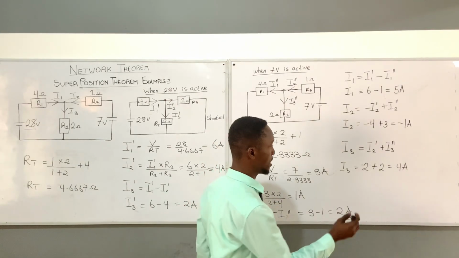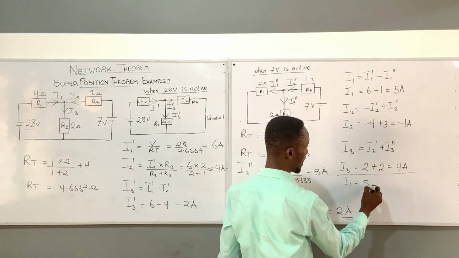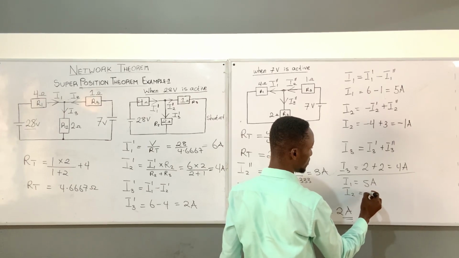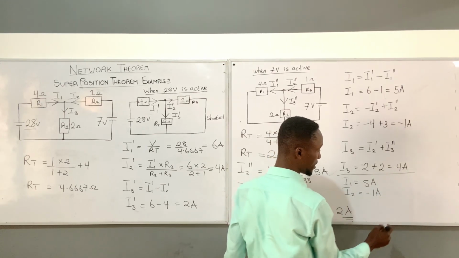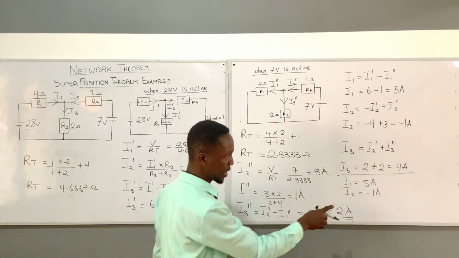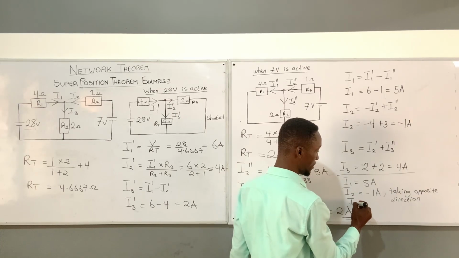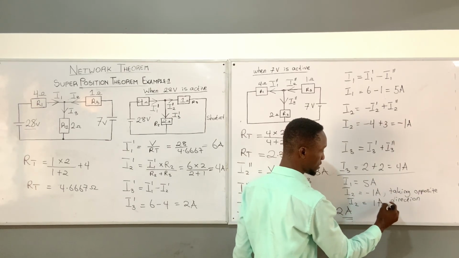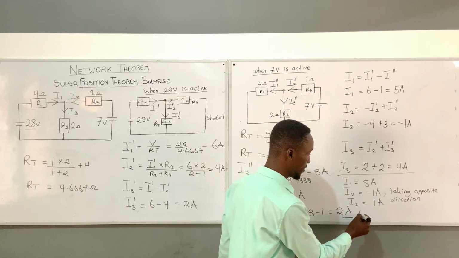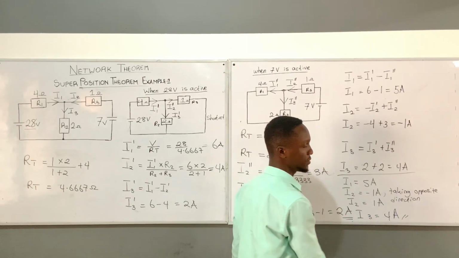Okay, so finalizing our answer, we have our I1 giving us 5 amps. We have our I2 giving us negative 1 amp, which is supposed to be 1 amp if we take the opposite direction. So you can rewrite that by saying, taking the opposite direction, I2 is equal to 1 amp. Just to explain this to the examiner, alright? So now our I3 is giving us 4 amps. And that is the final answer.